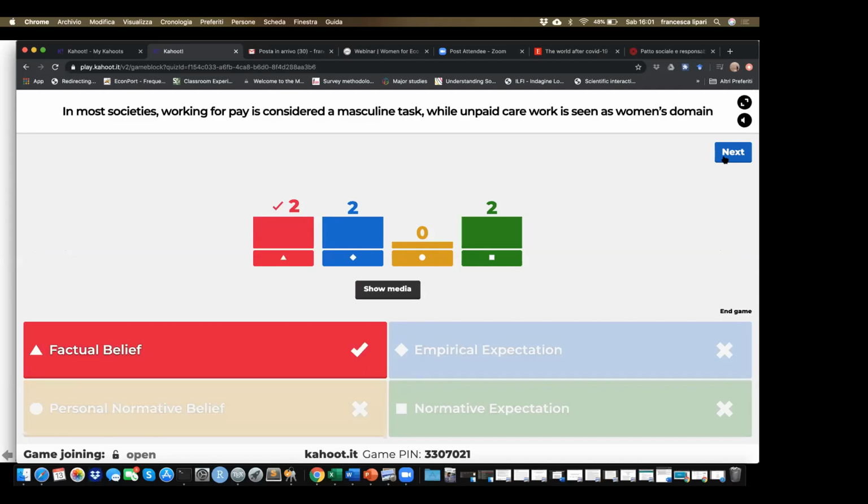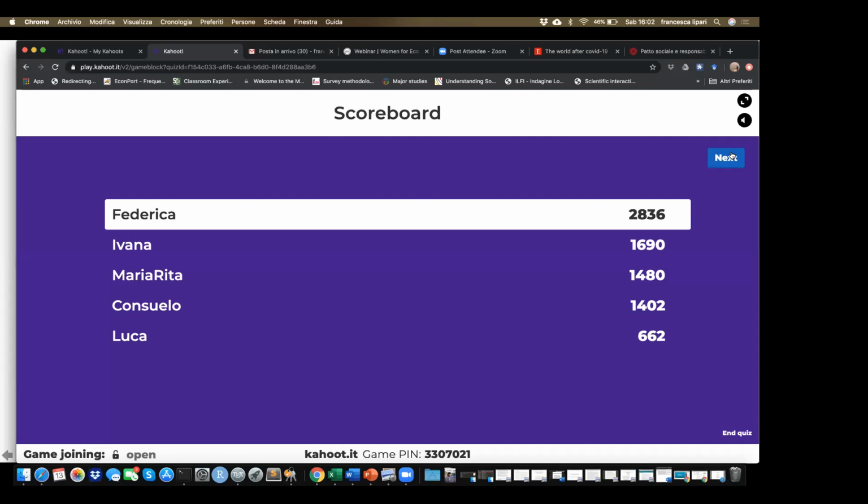Of course, these examples also give you a specific way of identifying the words that you need to use to elicit each specific belief. Every time we ask in most societies, or in general, or what you have seen around, or in the newspaper, all these ways of wording the question identify that this might be a factual belief. And second, we don't have any sort of expectation here in the words. We only have a fact that is stated. So that is the way factual beliefs are elicited. Federica always on top. Luca is getting there.